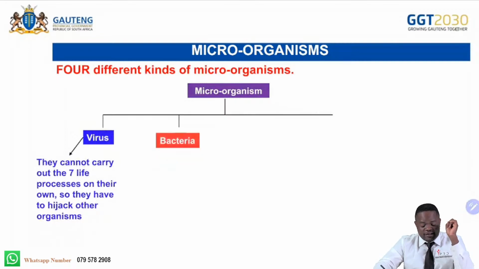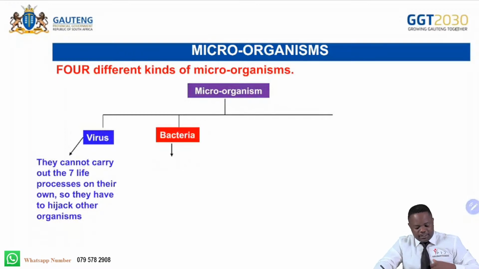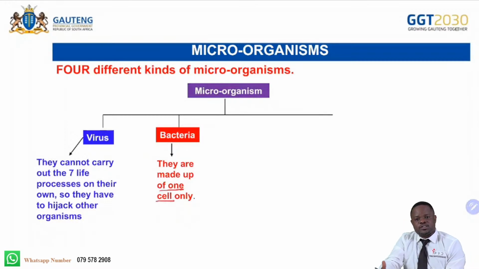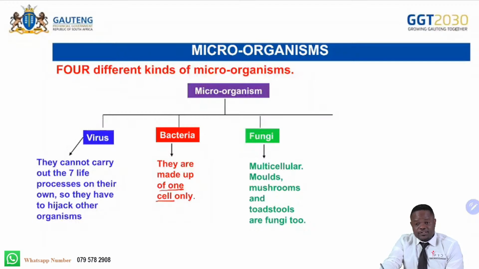Okay, so number one, we're saying we have our viruses. Number two, we have bacteria. Okay, our bacteria, we're saying they are made of one cell only. And remember, in our definition of terms, we said that is unicellular. So these are unicellular organisms. And then we have fungi. I hope you're taking note of these ones. So we have 1, 2, 3 now. We have our fungi, right? And our fungi, we're saying they are multicellular. Okay. Examples, we have molds, mushrooms, okay, and toadstools. These are typical examples of our fungi.